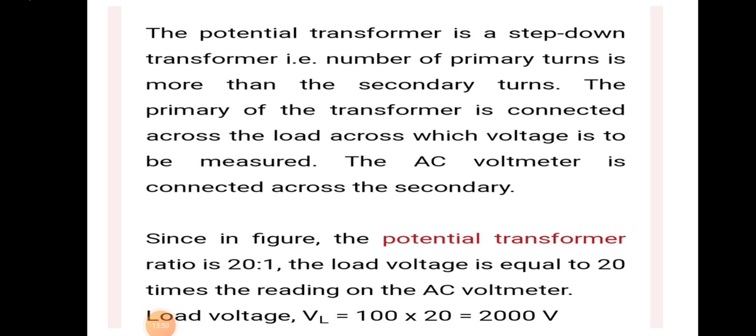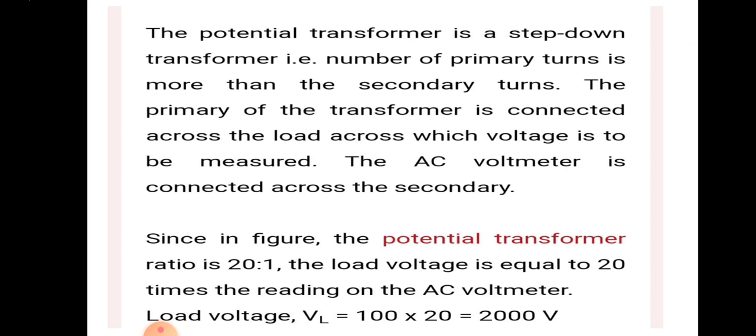The primary of the transformer is connected across the load across which voltage is to be measured. The AC voltmeter is connected across the secondary. Since in the figure the potential transformer ratio is 20 is to 1, the load voltage is equal to 20 times the reading on the AC voltmeter. So load voltage VL equals 100 into 20. As we know the capacity of the voltmeter is 100, we can multiply 100 by 20 to get 2000 volts. Means the range is extended up to 2000 volts. So this is another method for range extension of voltmeter.